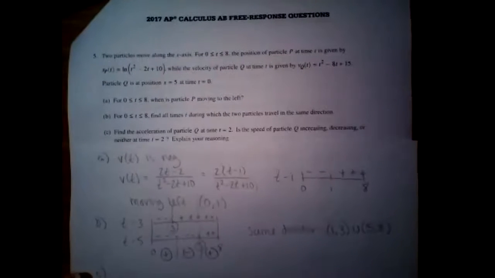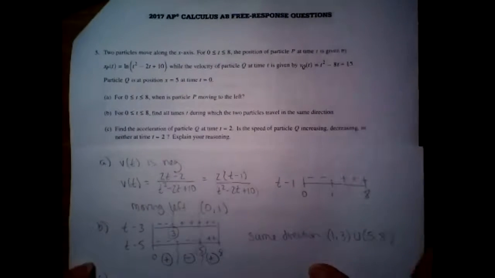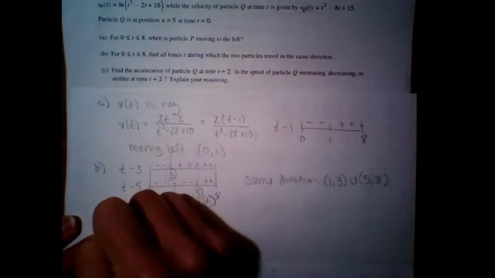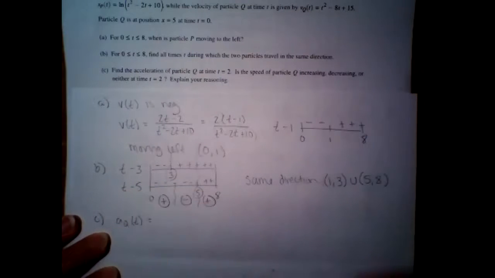All right, letter C. Find the acceleration of particle Q at time 2. Is the speed of particle Q increasing, decreasing, or neither at time 2? This one they do want a justification. So they asked for a lot here. First, let's find the acceleration of particle Q. Usually they put a little sub Q there, so it's A of t, but specifically for particle Q.